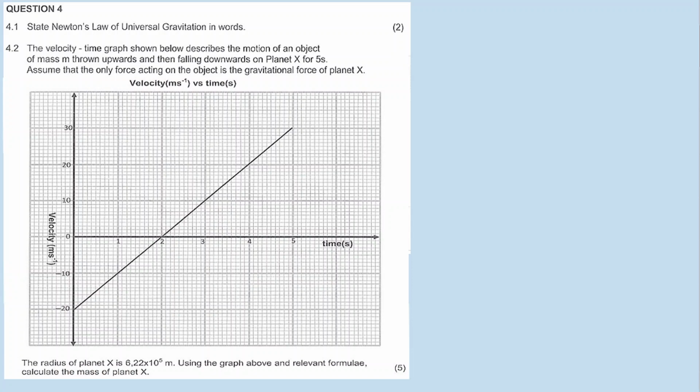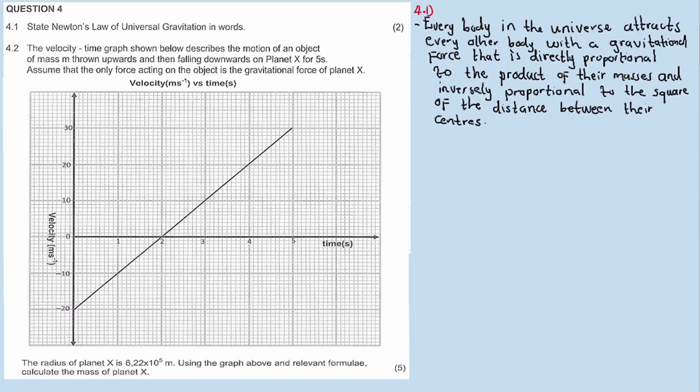So for now we answer question 4.1: state Newton's law of universal gravitation in words. The law states that every body in the universe attracts every other body with a gravitational force that is directly proportional to the product of their masses and inversely proportional to the square of the distance between their centers.